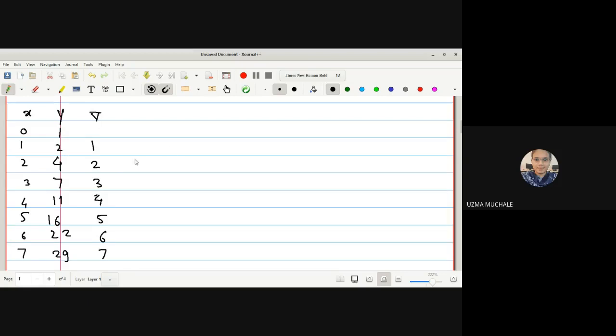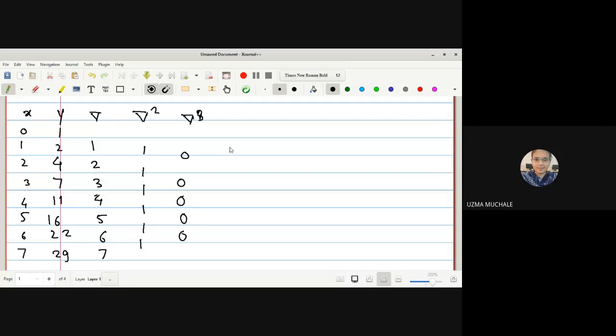Now, what will be del square? It is 2 minus 1, 1. 3 minus 2, 1. 4 minus 3, 1. 5 minus 4, 1. 6 minus 5, 1. 7 minus 6, 1. What will be del cube? It is no doubt 1 minus 1, it is 0, 0, 0, 0, 0. The del cube will come 0.